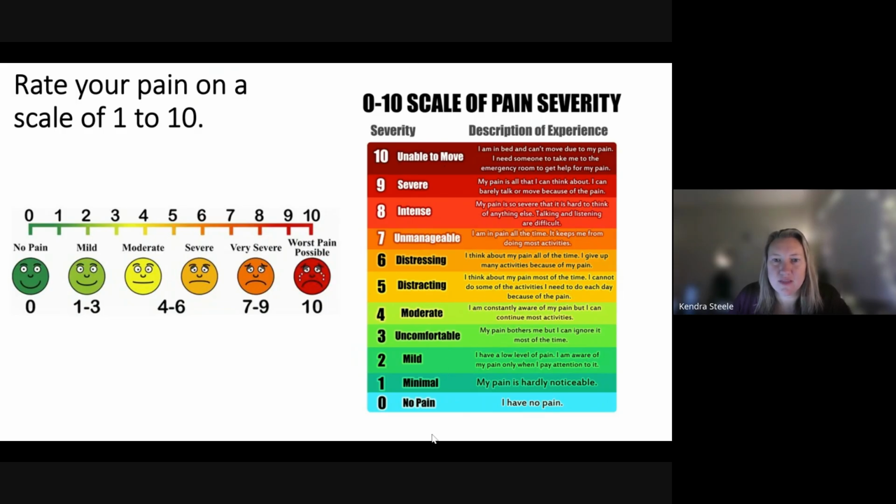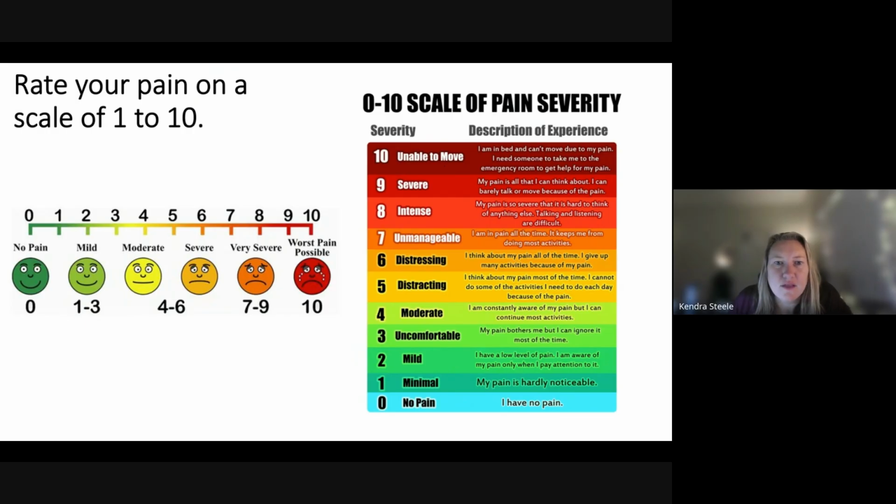Let's take a look. 0 is no pain. I have no pain. Number 1 is minimal. That means only a little bit. My pain is hardly noticeable. It's not a problem. Number 2, mild. I have a low level of pain. I am aware of my pain only when I pay attention to it. Number 3, uncomfortable. My pain bothers me, but I can ignore it most of the time.